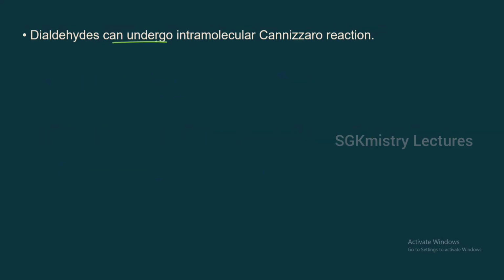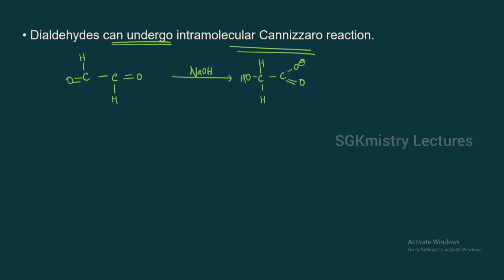So suppose you have dialdehydes, then they can undergo intramolecular Cannizzaro reaction. So let us take the example of glyoxal. So here one aldehyde group and another aldehyde group, H and double bond O, in the presence of NaOH. Now, one of the aldehyde groups is reduced to alcohol. The other aldehyde group is oxidized to the carboxylate ion. So, here CH2OH. Now, the other aldehyde group is oxidized, so COO minus and here double bond O.